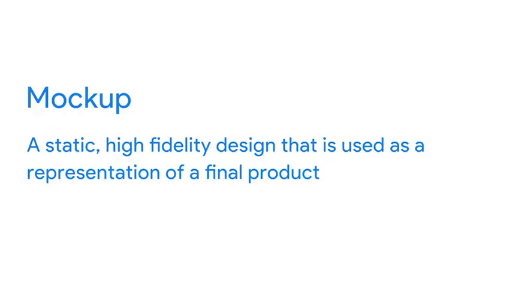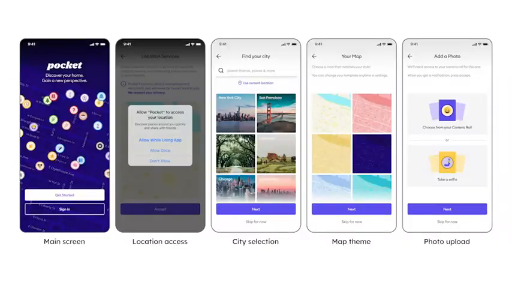So let's jump into one kind of high-fidelity design, mockups. A mockup is a static, high-fidelity design that is used as a representation of a final product. Mockups give UX designers an indication of what the product will look like visually. Let's check out examples of mockups that were created by real entry-level UX designers.